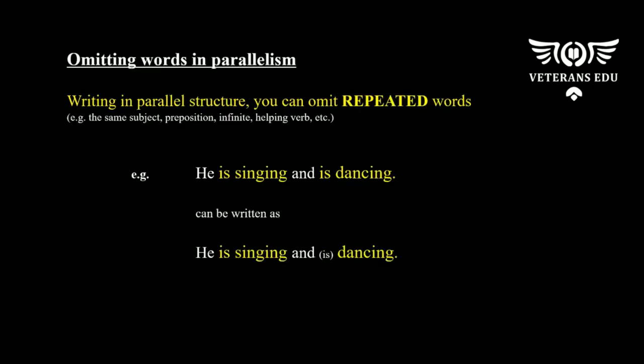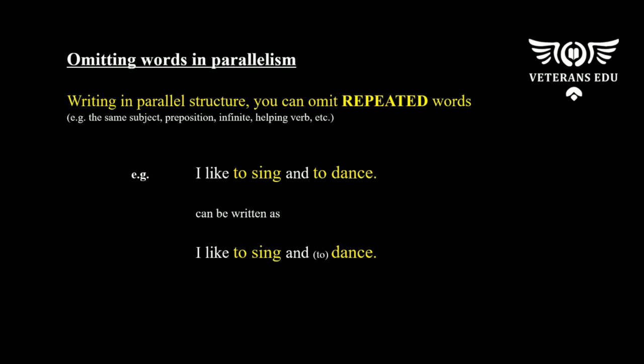The next concept to understand is omitting words in parallelism. Now, when you're writing in parallel structure, you can actually omit any words that are repeated. For instance, the sentence "he is singing and is dancing" can be written as "he is singing and dancing." And we actually utilize the second sentence much more often when we're speaking or writing. Likewise, "I like to sing and dance" is just another way of saying "I like to sing and to dance."